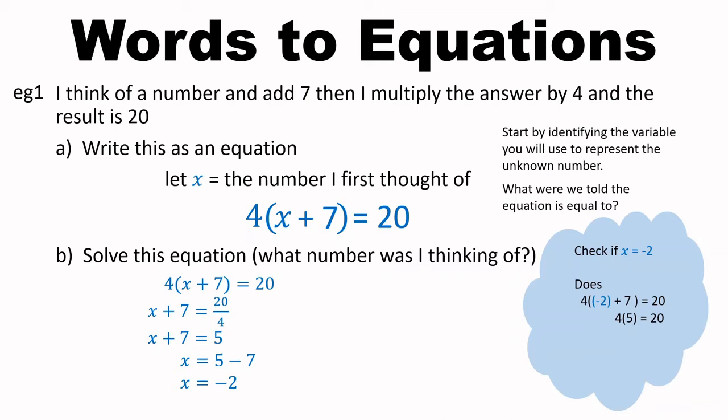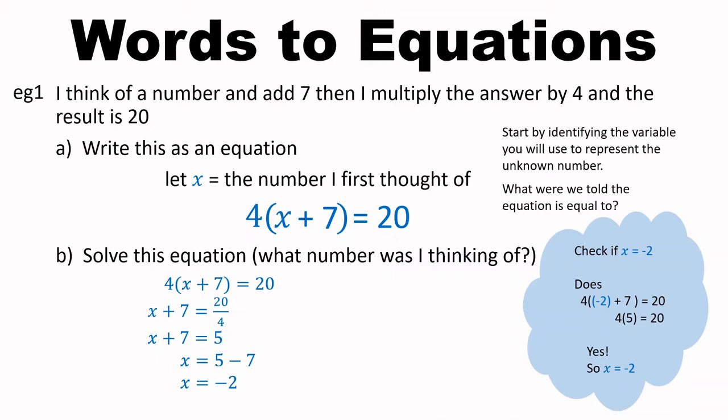Is that equal to 20? Remember, a number in front of a bracket is simply multiplying by what's inside that bracket, so 4 times 5, that is 20. So yes, our answer is correct. X is equal to -2.